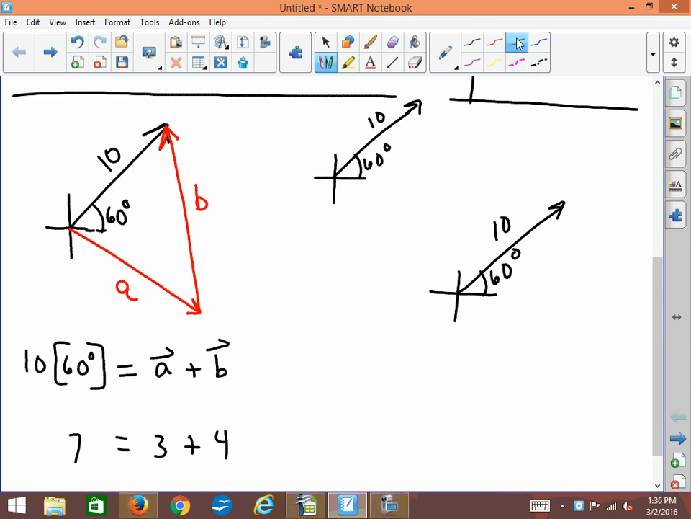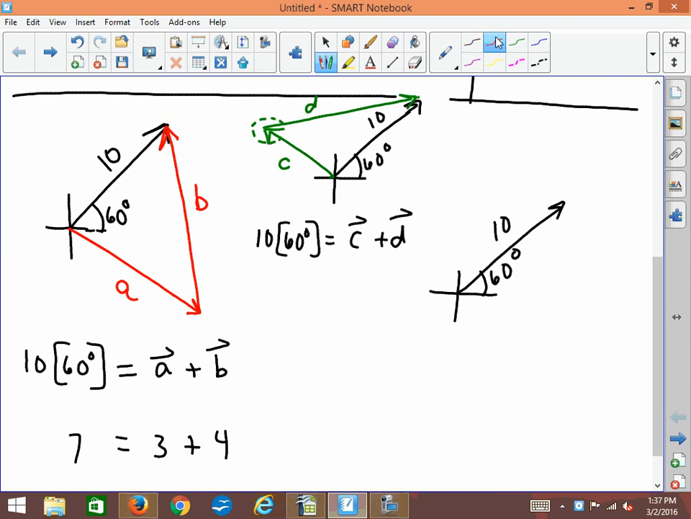Here I'll do another one in a different color. I could go this way, call that vector C. It's a different one. And as long as it's tip to tail, see how it's tip to tail here? And it ends in the right spot and starts in the right spot. If this is vector D, I could also say that the vector 10 at 60 degrees, which is the black one, is also equal to C plus D.